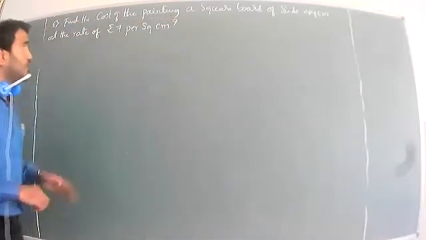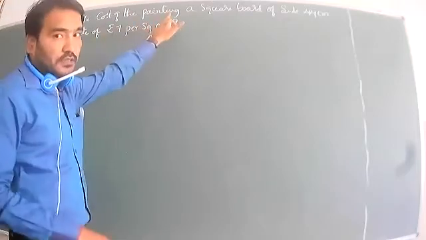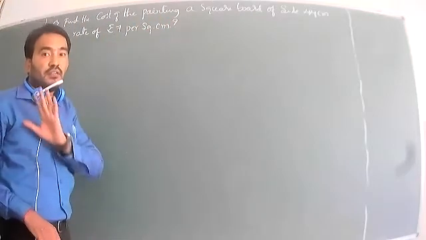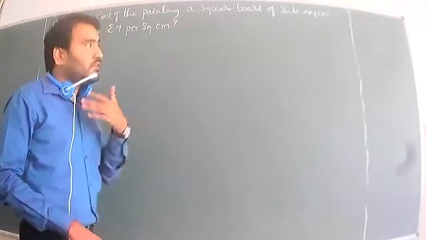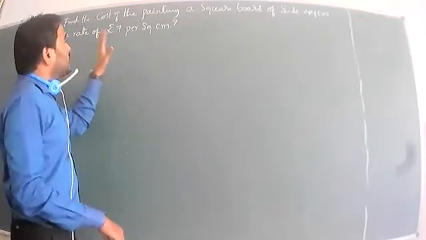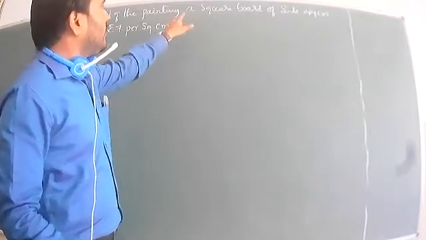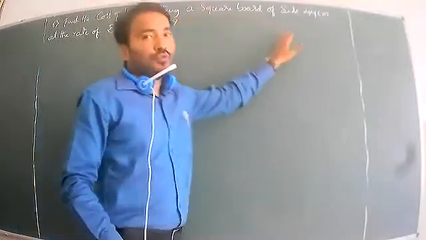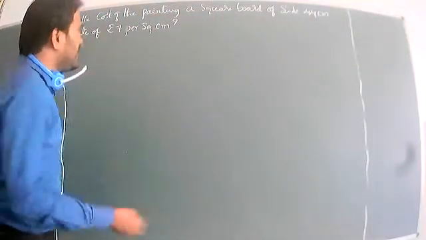Now this is the sixth question. Find the cost of the painting. Cost of the painting means we find the area first, then the cost at the rate of what is the cost per square centimeter. Painting a square board is already given. Square board means all sides are equal, so one side has to be given.